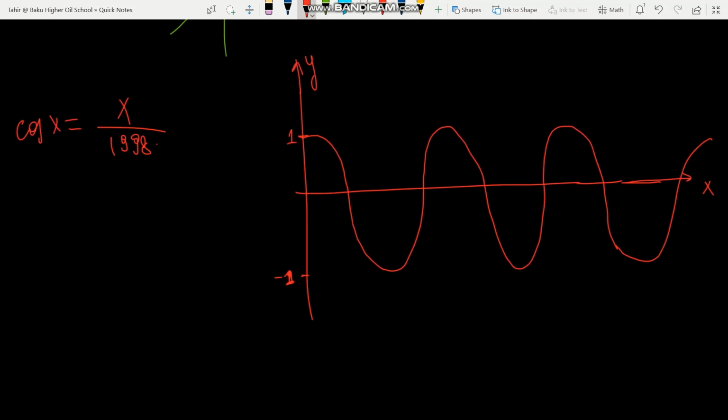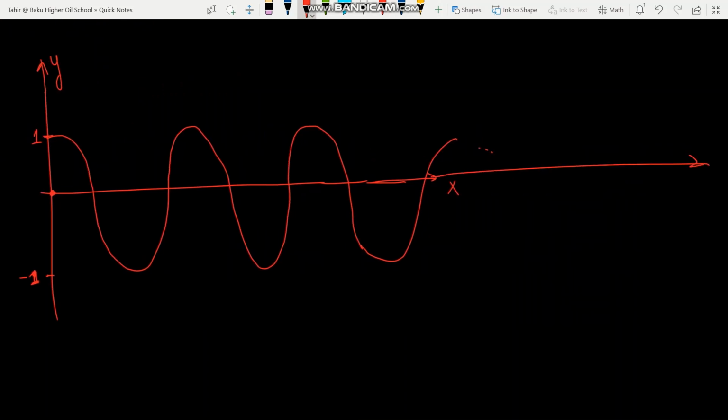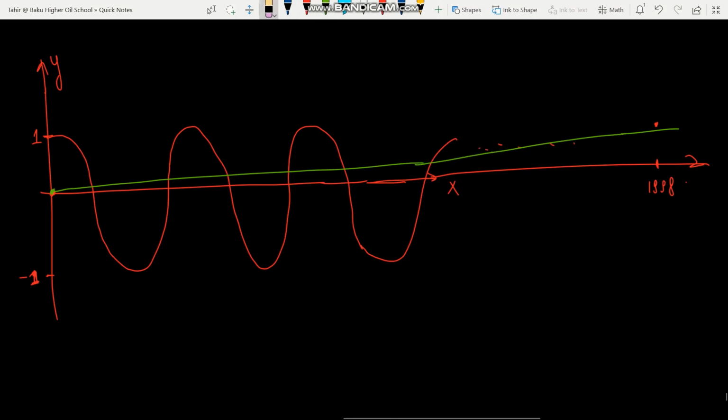And what about x divided by 1998? When x is 0, it will get 0. It's a linear function. And when the x value is, let's assume, 1998, it will get 1. And we just should connect these two points. Let's use another color for it. Let's just assume this is a straight line. I couldn't sketch it very properly, but let's assume a straight line, and it just connects with the point which is equal to 1.